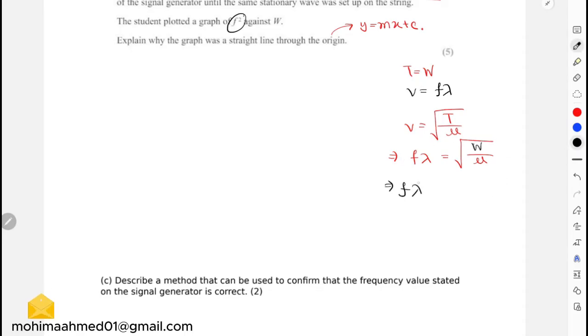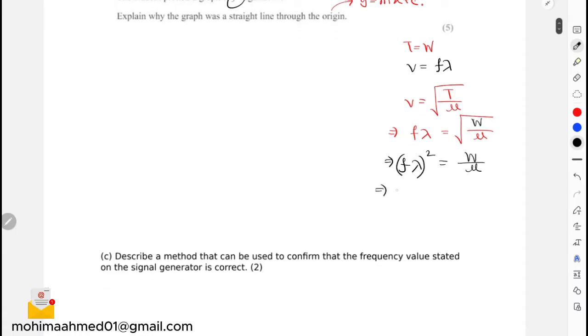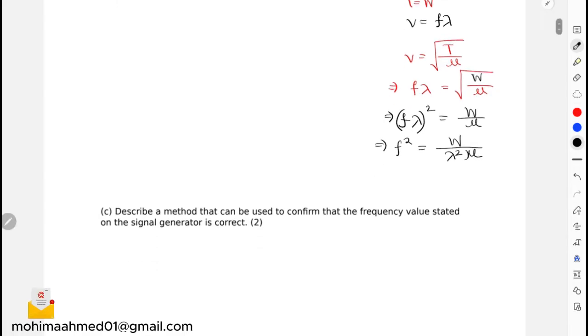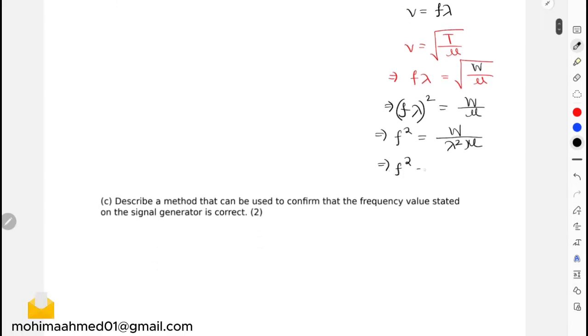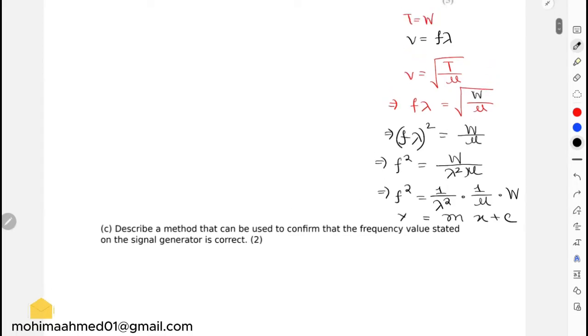Then I will have f lambda whole square is equals to w over mu, which means now you're going to have f square is equals to weight over lambda square mu. And then again, I am going to get f square is equals to 1 over lambda square, 1 over mu multiplied with weight. Now this is exactly in the form of y is equals to mx plus c. This entire thing is your gradient over here, right? 1 over lambda square mu is going to be considered as your graph's gradient.